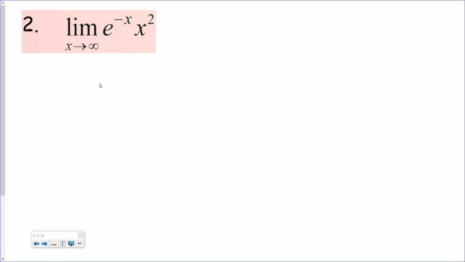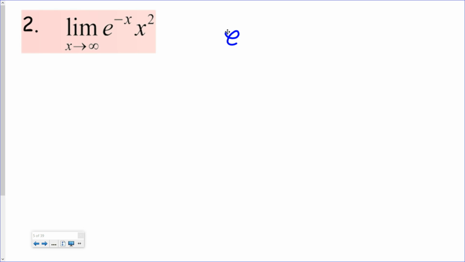Let's look at this one right here, guys. There's a problem similar to this on your test. If you were to do this problem, how would you do it? Look at it for a couple of minutes. Well, why don't we plug in infinity first and see what would happen.